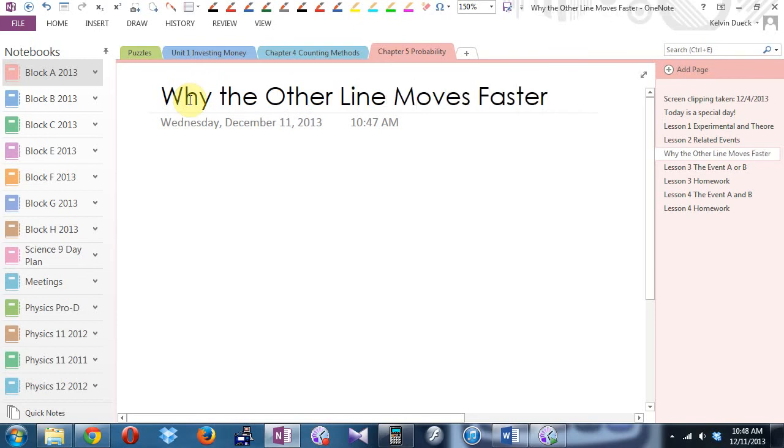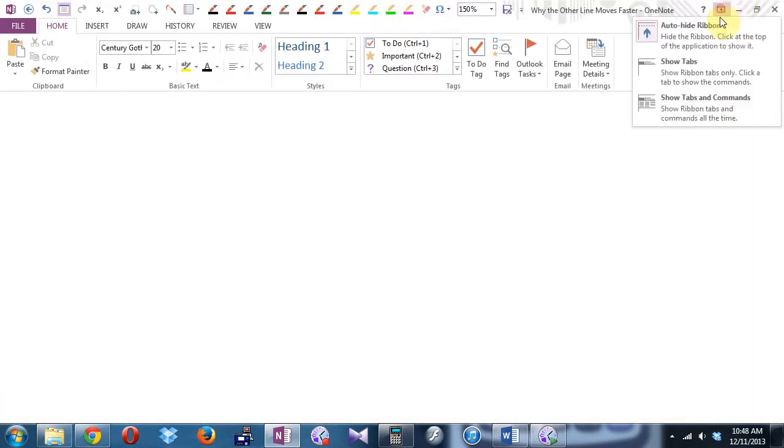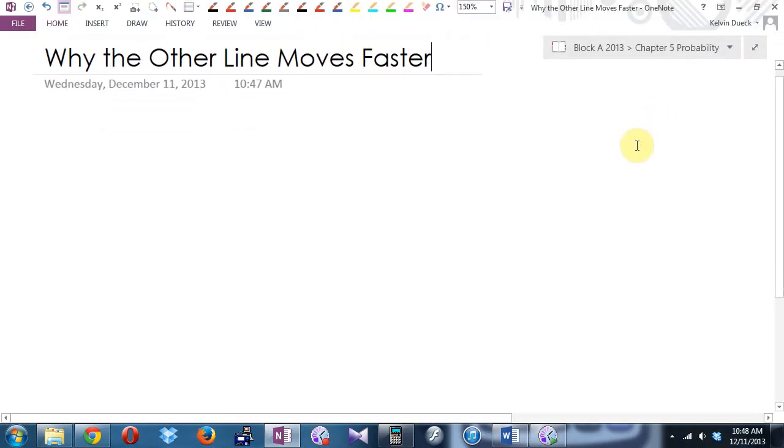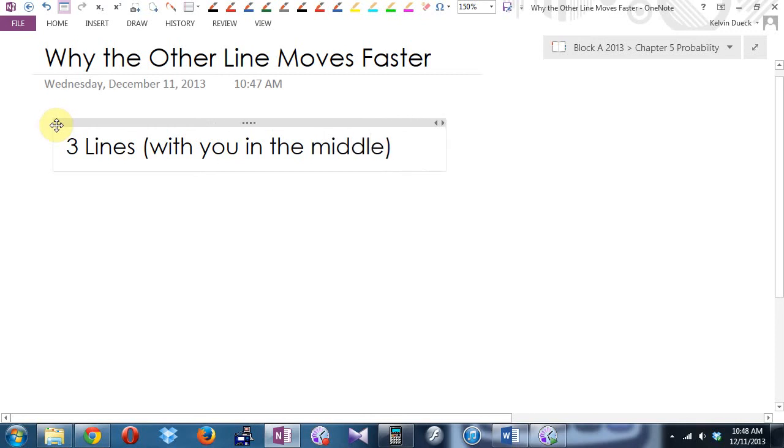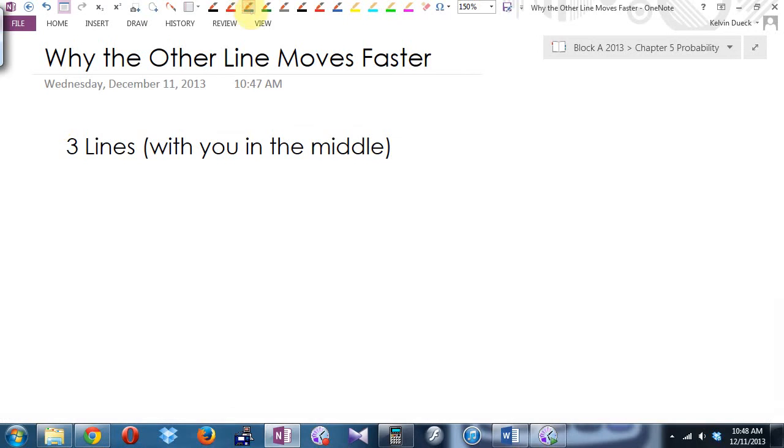It's not your imagination, and there's a very good probability mathematical argument that makes this work. So write this down on the very, very back of your notes. The heading is, why the other line moves faster. So on the back of your notes on the blank page. Okay. And let's consider a situation where you have one line on either side. So let's consider the situation where you're looking at 3 lines, and you're in the middle. Okay? As a tree diagram, it would look something like this.